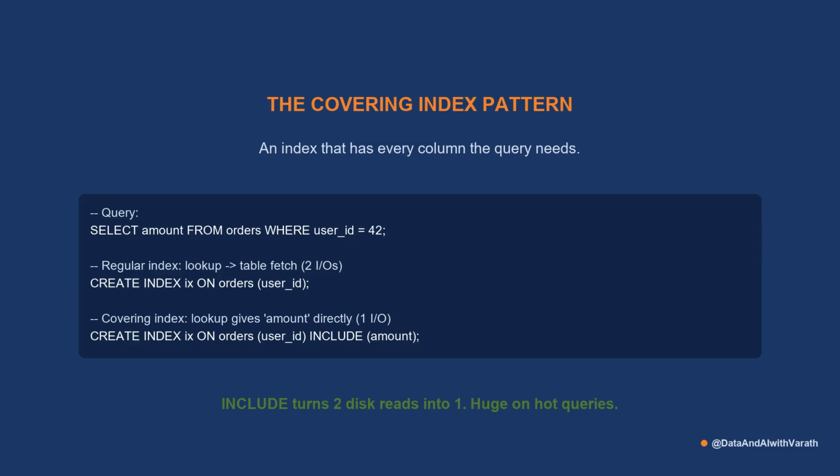The covering index pattern. A regular index gets you to a row, then the database has to fetch the row from the table. 2 I/O operations. A covering index includes the columns the query needs, so the lookup alone returns the answer. 1 I/O instead of 2. On hot queries, this is a free latency cut.